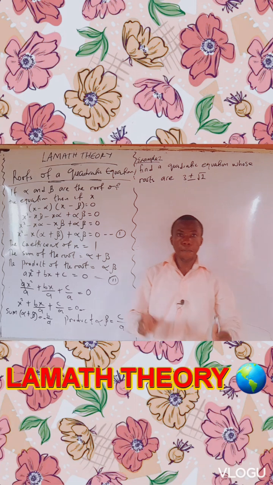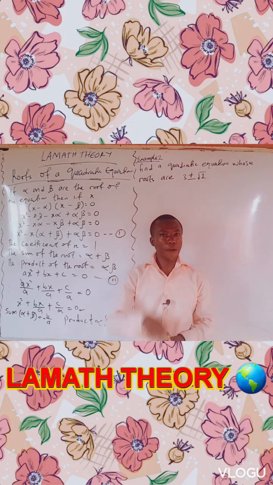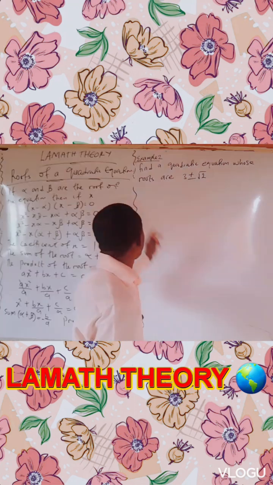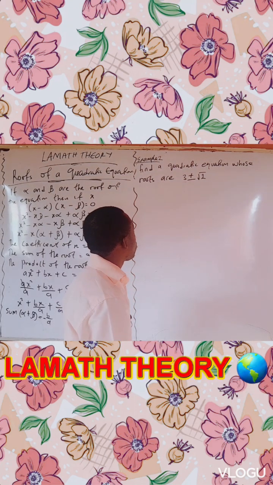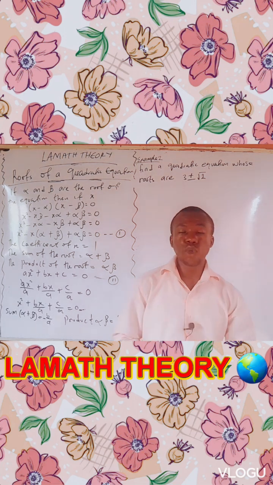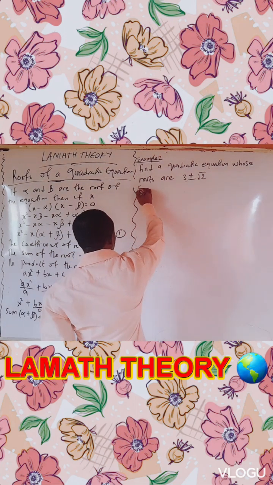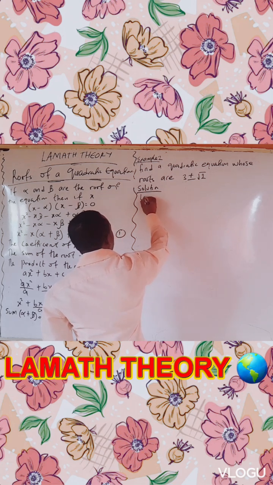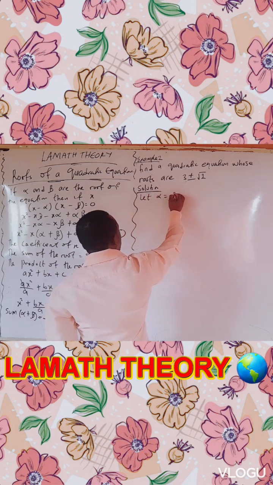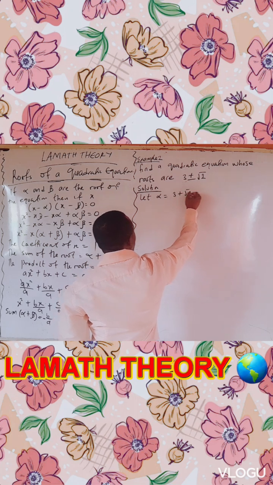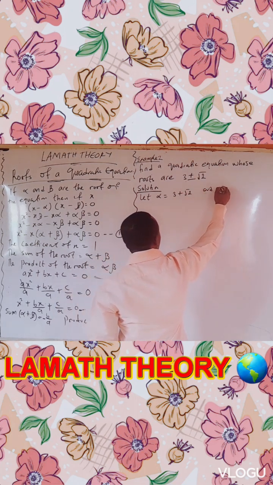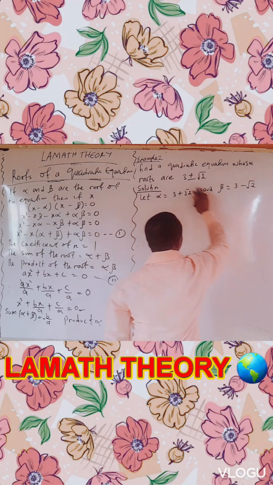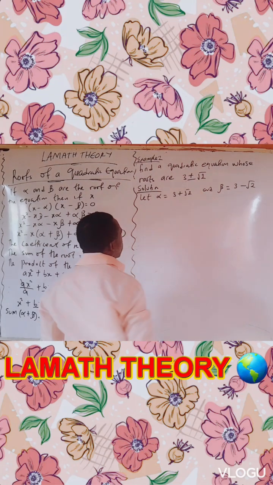Back to Vieta's theorem. So now let's look at this second example, where we have: find a quadratic equation whose roots are 3 plus or minus root 2. So solution: let our alpha be 3 plus root 2 and our beta be 3 minus root 2, because this is plus and minus. Are we together now?